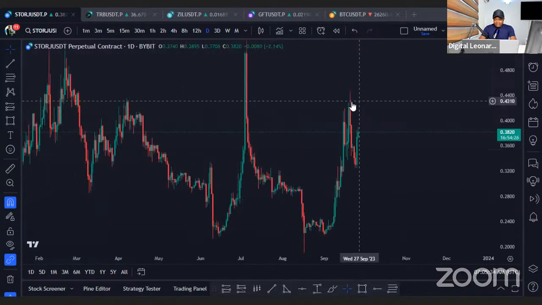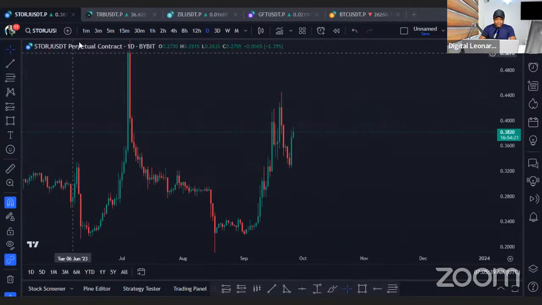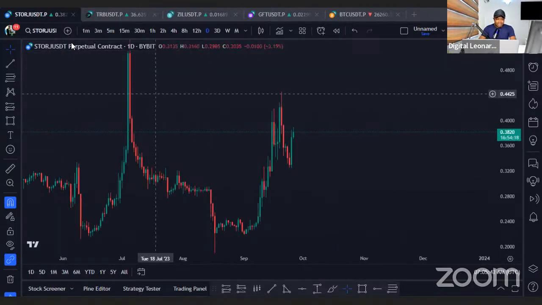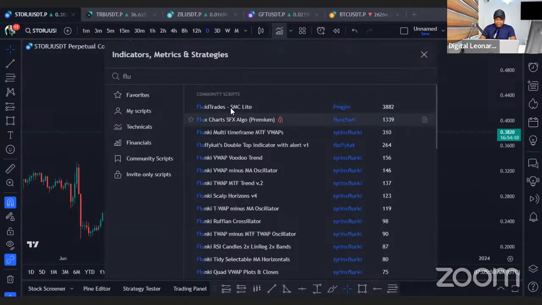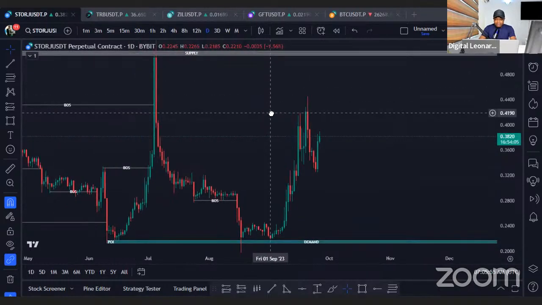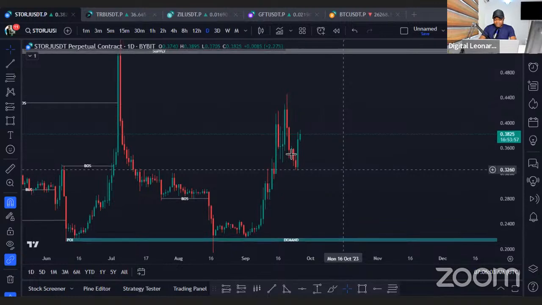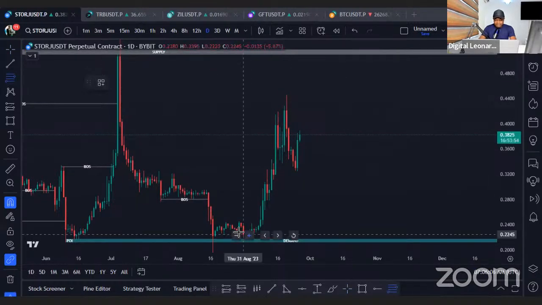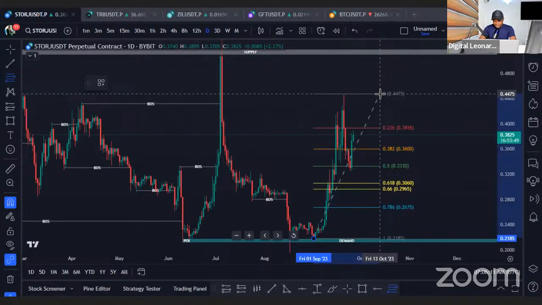Okay, so for Storch right now, we're looking at the 40, 42 cent level, right? Those are areas where I'll be looking. Let me pull up this indicator and see what it can give us. Looking at the daily time frame, we have a resistance up there at the 50 cent level, which is possible. This can go up to that level.